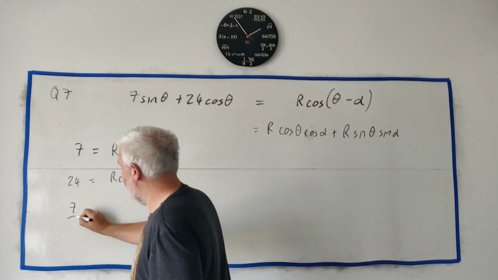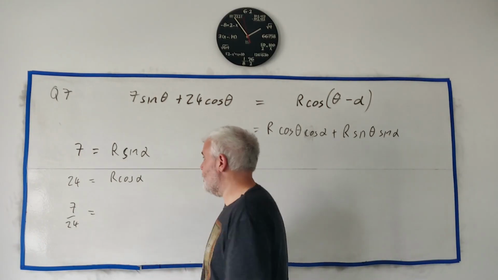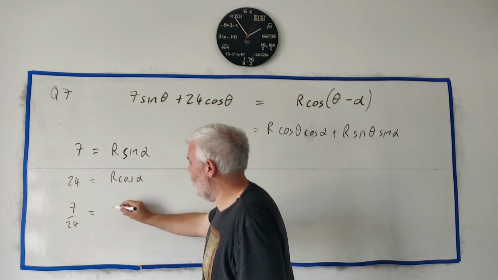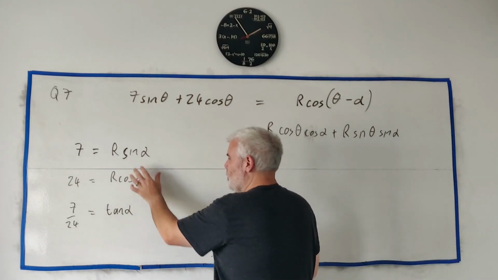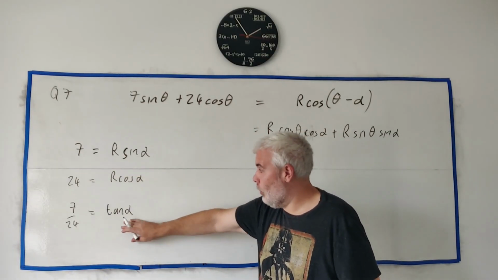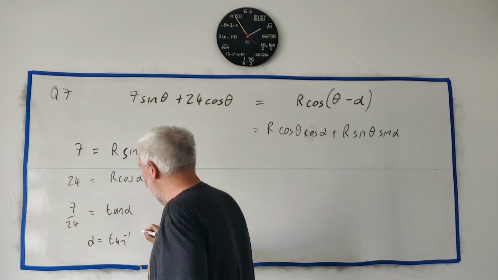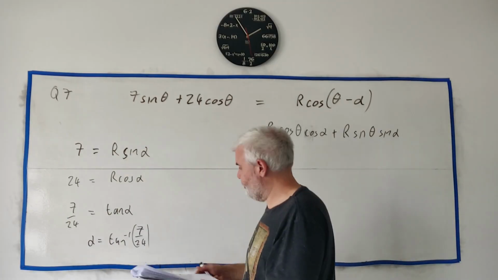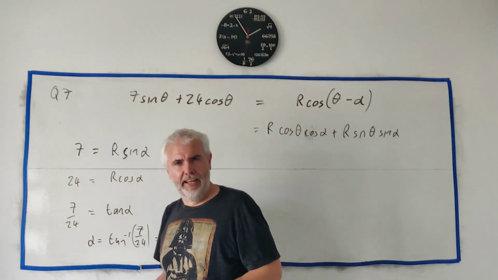So that's 7 divided by 24, this one divided by this one. So we divide the lefts, then divide the right. R divided by R is 1. That's fine, that's gone. Sine alpha divided by cosine alpha gets tan alpha. What I've done there is actually destroyed the Rs. So we're just left with an alpha. This is an equation with one unknown. We can just solve that. Alpha is equal to the inverse tan of 7 over 24, and that comes out as 0.2838.